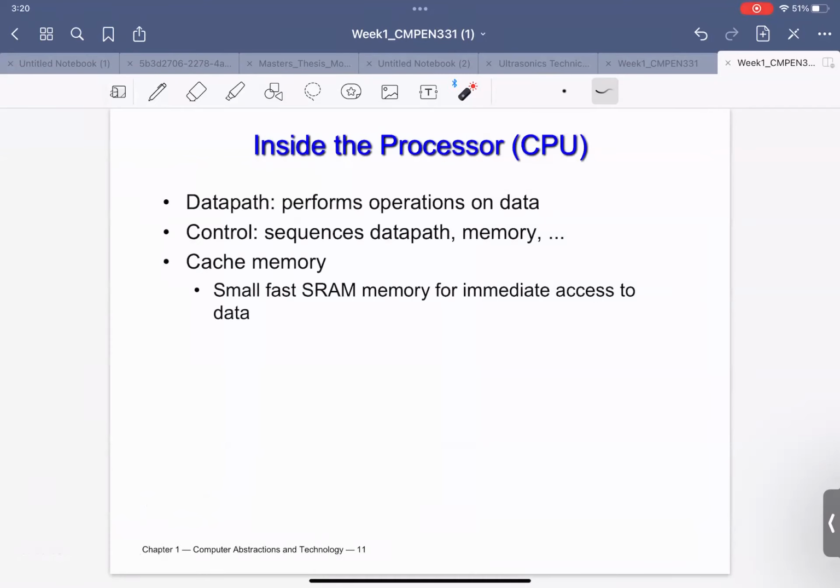Inside the processor, we have a data path which performs operations on the data, and then we have the control, which we can think of as a brain, which will control how we interface and move forward with the data path and the memory. And then there is memory. We'll see there are different types of memory: main memory and cache memory. The cache memory is small but fast, depending on the SRAM or static RAM technology. We'll see later what the differences between SRAM and DRAM are, and the pros and cons of each of them.